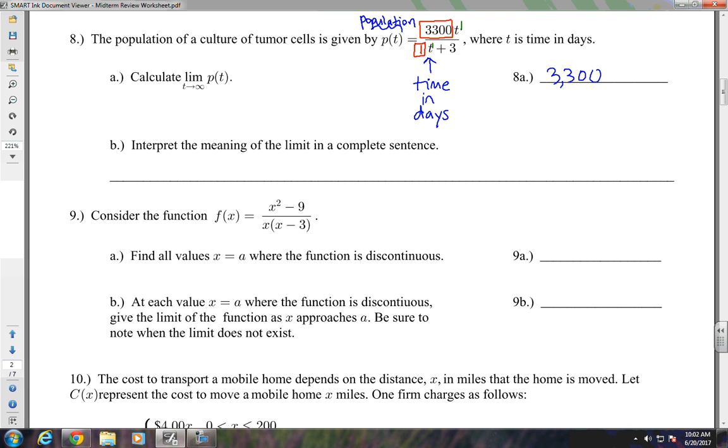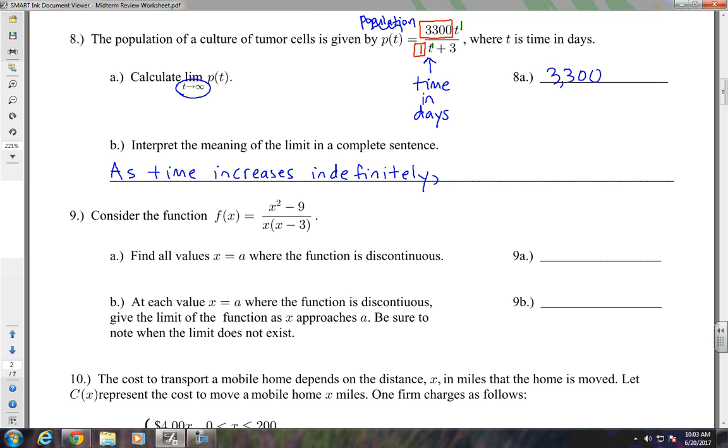Now, interpret the meaning of the limit in a complete sentence. So we're just going to talk about what both variables are doing. First of all, t, time in days, is approaching infinity. That simply means that time is ticking on and on and on. So we're looking at the population in the long run. So we could say as time increases indefinitely, that's what the t variable is doing.